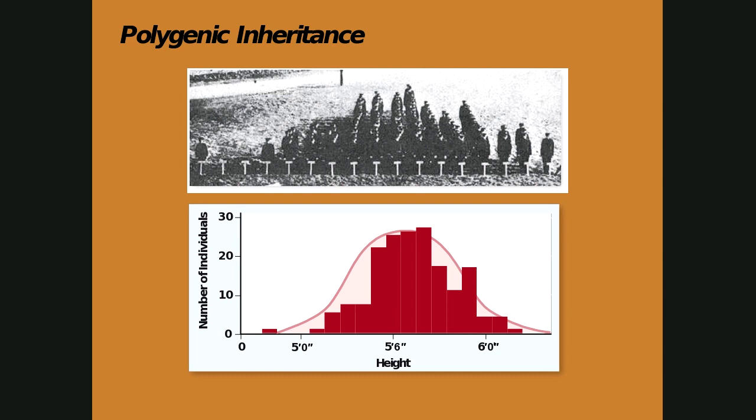Many traits are what we call polygenic. All right, human height. So this is a bunch of soldiers standing. There are a few short folks, a few tall folks. Most of us are kind of in the middle. The reason behind that is that polygenic inheritance is the opposite of pleiotropy. So this is many genes, polygenic, controlling one trait. And those genes can have many alleles.